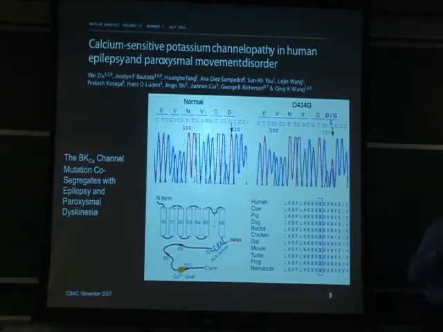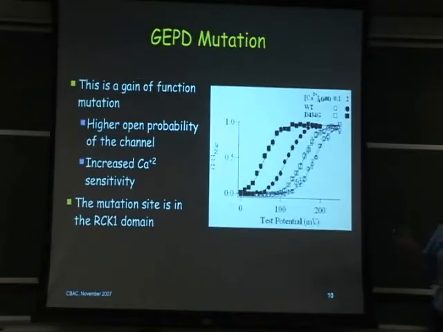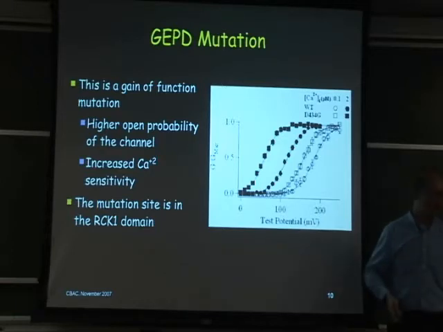If we look at this again in terms of electrophysiology, this mutation turns out to be a gain-of-function mutation. It makes the channel more sensitive to calcium. It's not constitutively active, but it has a higher open probability and increased calcium sensitivity. And again, this mutation lies in this RCK1 domain. So here you see these voltage traces, and this is the wild type channel at 0 calcium, or 0.1 micromolar calcium. Here's the D434G mutant, and it already has a higher open probability, but then you get a larger shift when you increase the calcium from 0.1 to 2 micromolar.